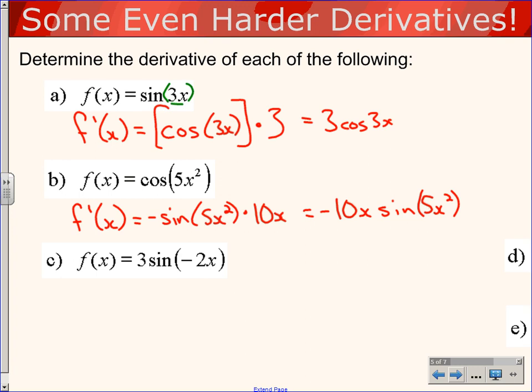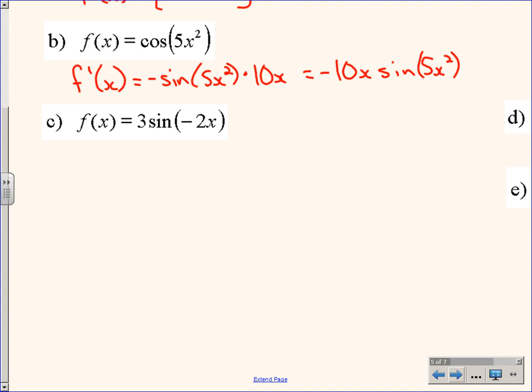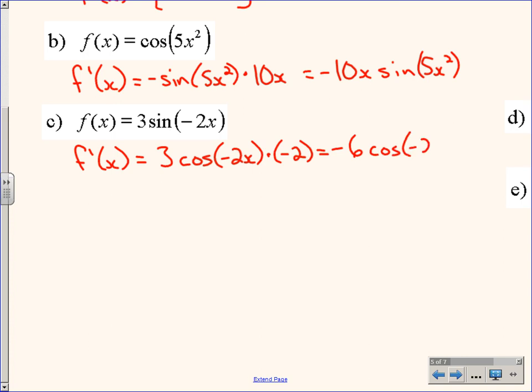This one's similar. All I've done is put a 3 in front, but remember the 3 in front didn't do much. I'm trying to take the derivative of that. A constant in front just stays a constant in front. So the 3 stays. The derivative of sine is cos, and I'm supposed to leave the bracket the same. So 3 cos minus 2x times the derivative of what was inside, which is minus 2. That was not too bad.